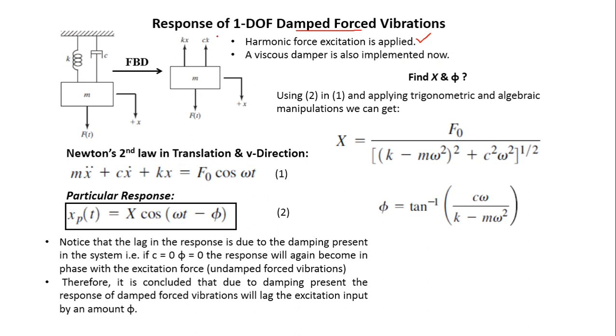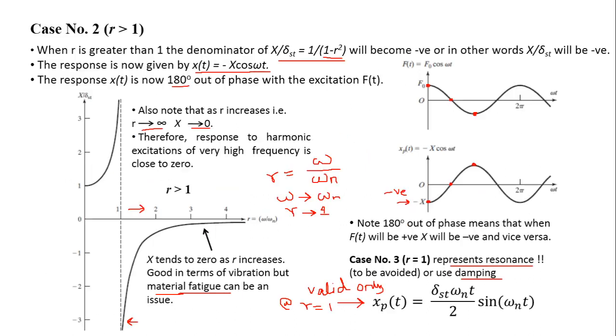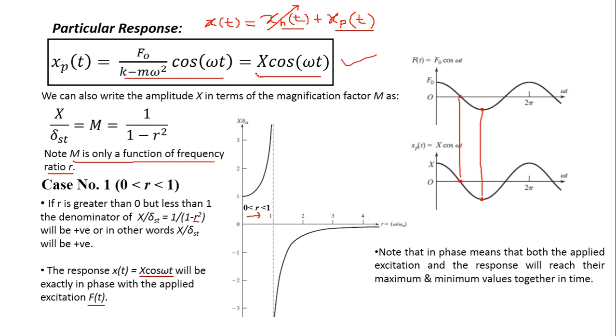If you use Newton's second law in translation in the y direction, you will get this kind of equation of motion. This is the second order linear non-homogeneous differential equation of motion, with the excitation function still harmonic. So we assume that the particular response of this equation number 1 is x, that is capital X cos(omega t minus phi). Here we cannot use the same function like the one we have used here.